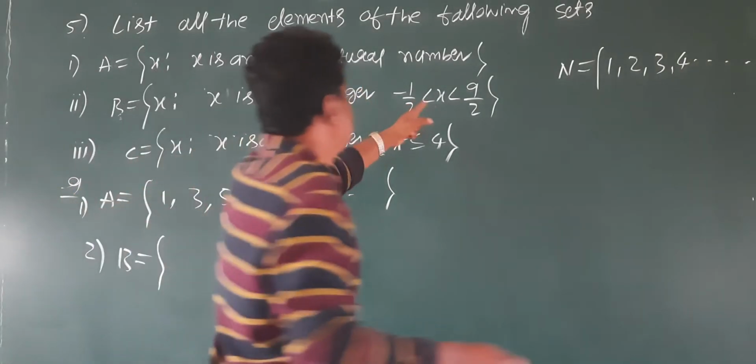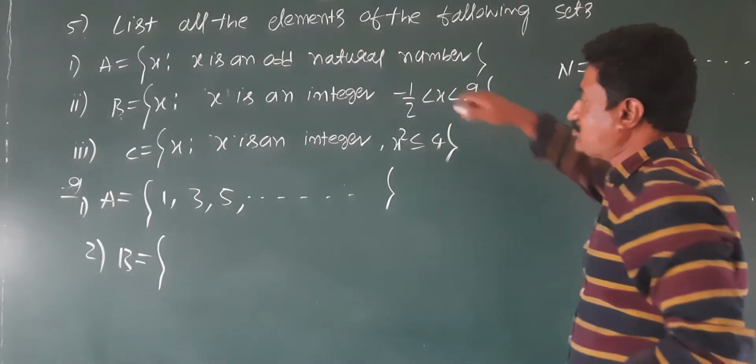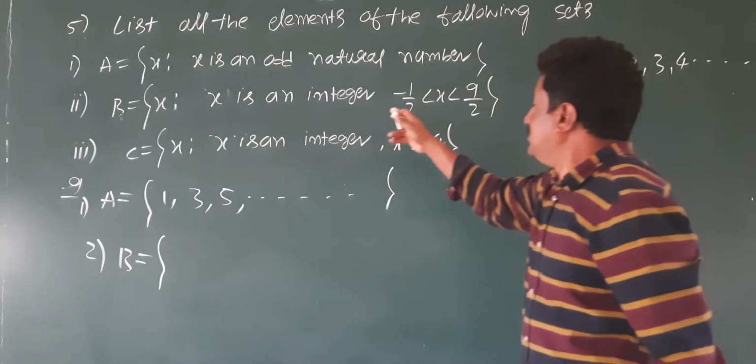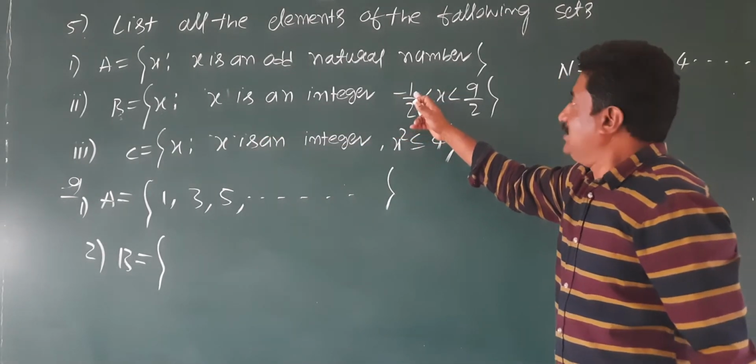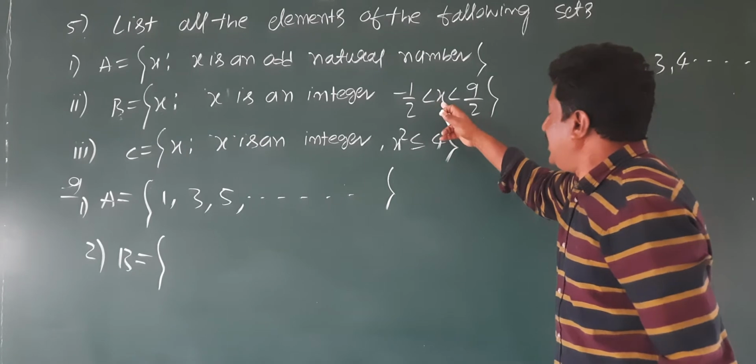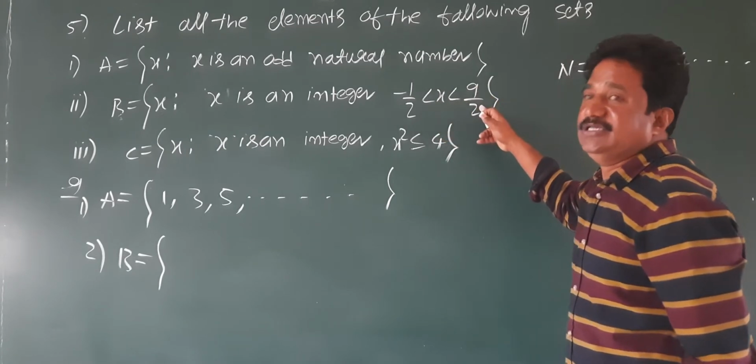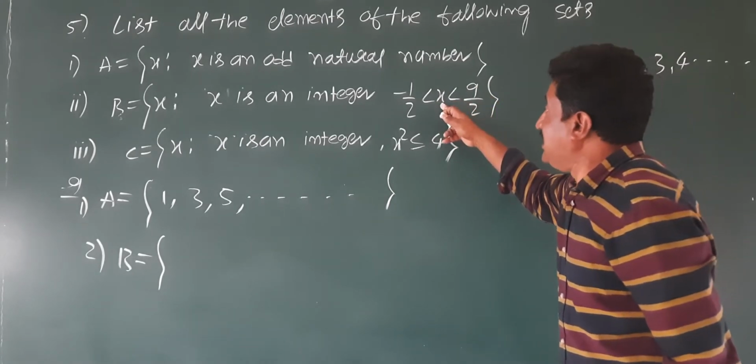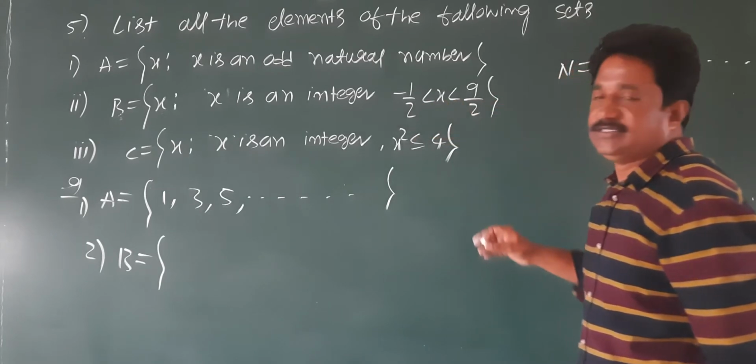So right, -1/2. X is an integer, so it lies between -1/2 less than X less than 9/2. This means X lies between -1/2 and 9/2.